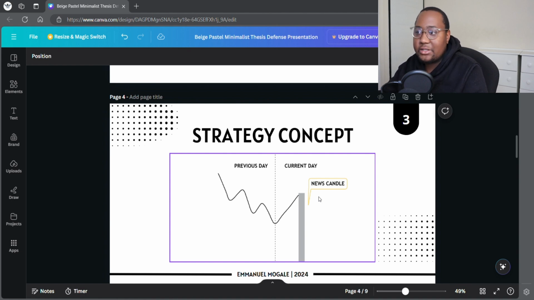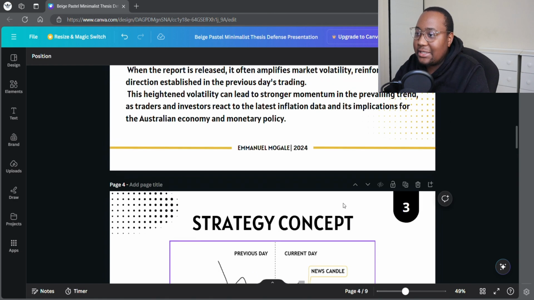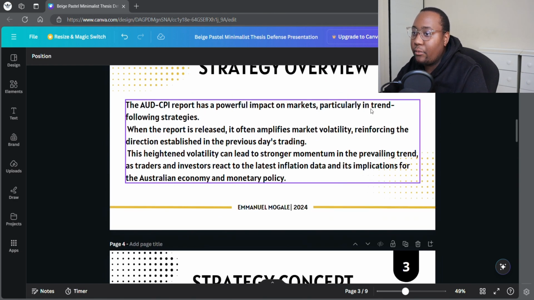And of course, vice versa: if the trend was bullish during the previous day, you want it to come in the current day and give you a bearish movement before the news candle can now buy off for the AUDUSD. That's simply the strategy, family. As I said, it's a trend following strategy. It's a trend following impact.